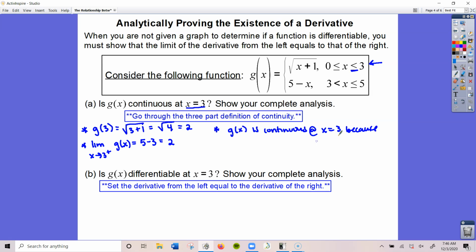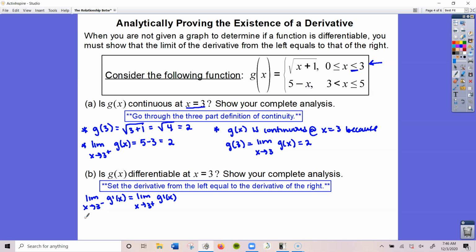And we would say because g of 3 is equal to the limit as x is approaching 3 of g of x, which is equal to 2. Now we're going to see if g of x is differentiable at x equals 3. In order to determine that, the limit as x is approaching 3 from the left of g prime of x must equal the limit as x is approaching 3 from the right of g prime of x. So I'm going to find the derivative of the left side and the right side and see if they are equal to each other.